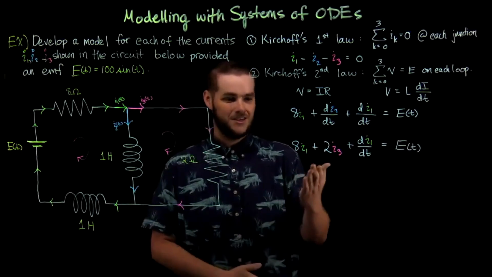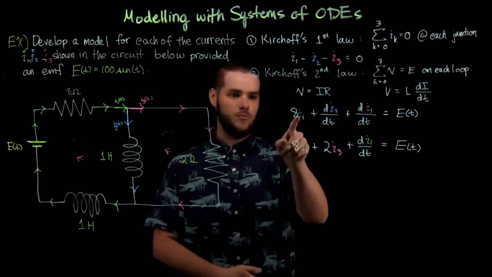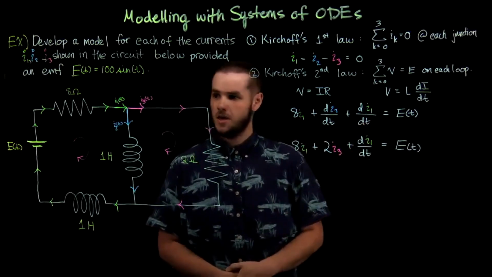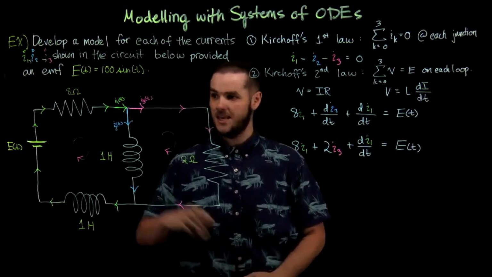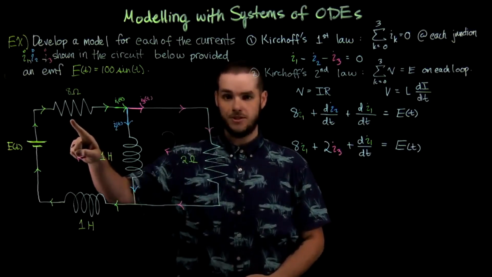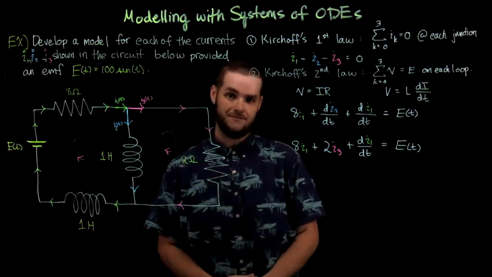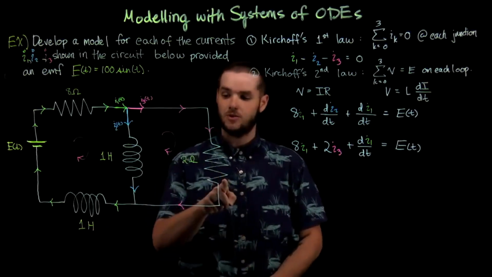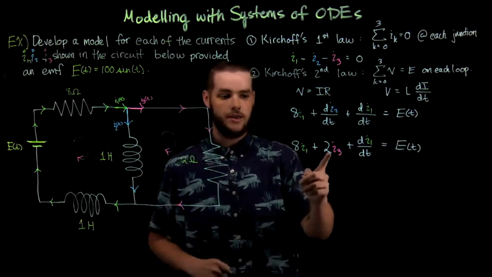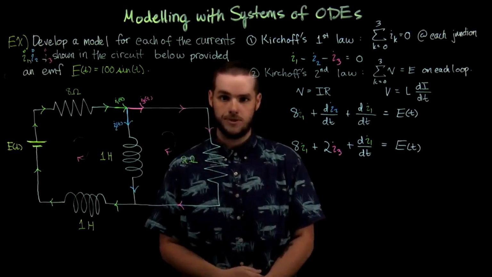Did you get it? I got the same first and final piece because that loop still includes the same first resistor, that 8 ohm resistor, and the second inductor, but this time the middle term is different because I'm passing over this resistor instead of this inductor, and it only has a resistance of 2 ohms.